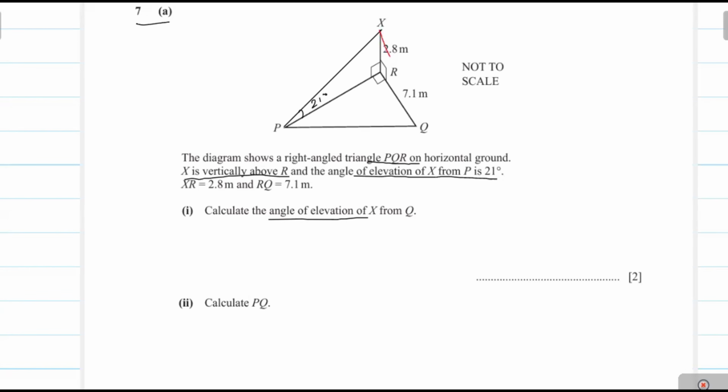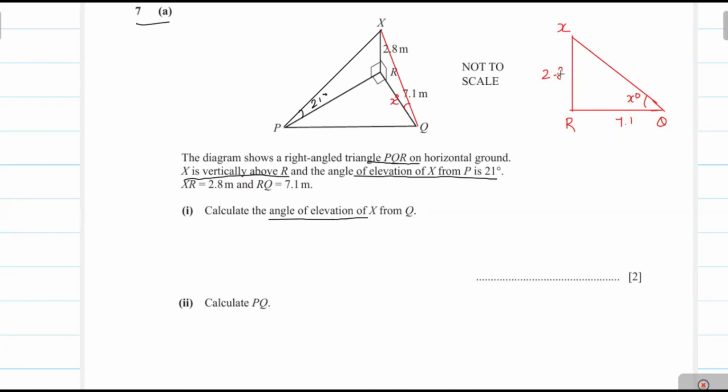Now we have to find this angle of elevation of X from Q, and this angle we name it as x degrees, and we have to find it. We draw the triangle here. This triangle is XRQ, and in this triangle this length is 7.1 centimeters. This length is 2.8. We have to find this angle x degrees.